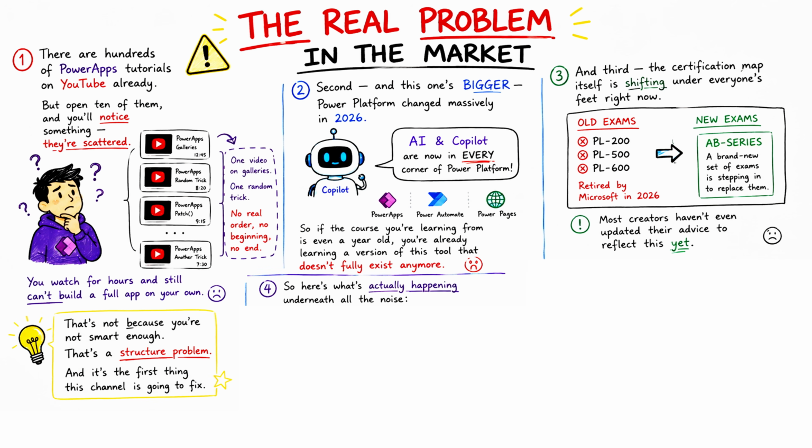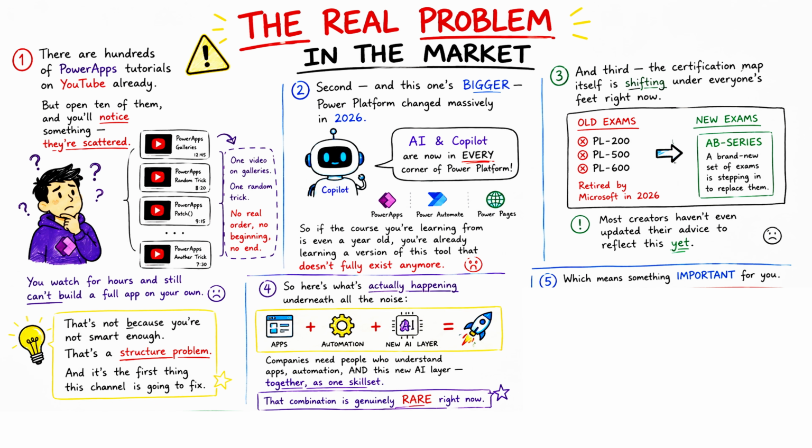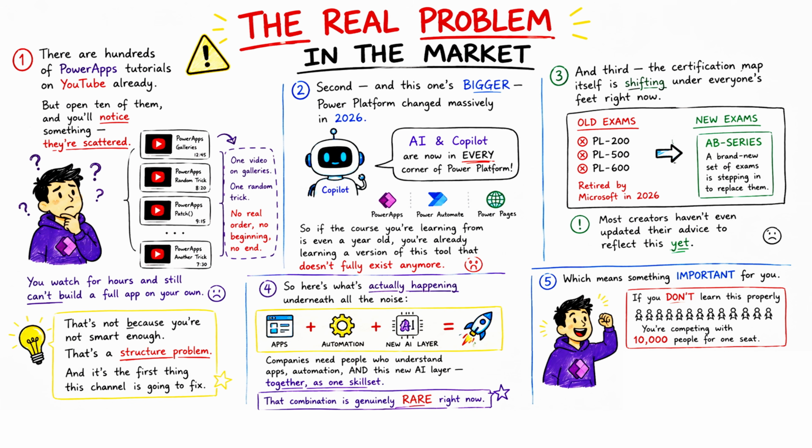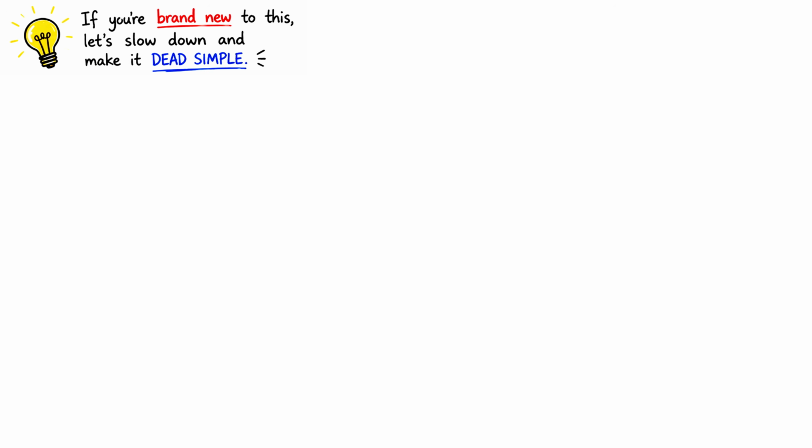So here's what's actually happening underneath. Companies need people who understand applications, automation, and this new AI layer together as one skill set. That combination is genuinely rare right now, which means something important for you. If you learn this properly, you're not competing with 10,000 people for one seat, you're barely competing with anyone at all.